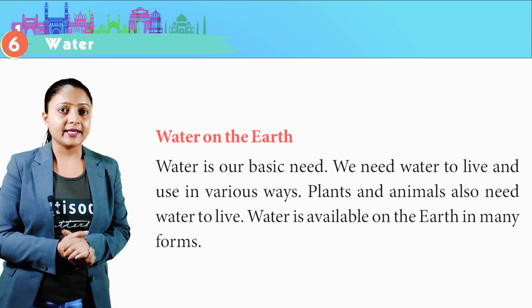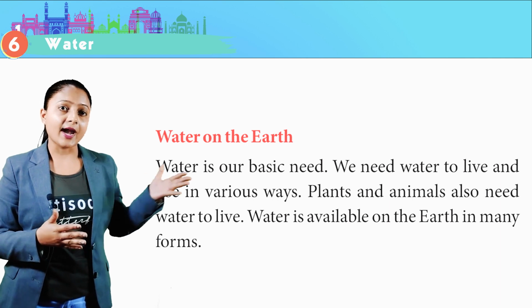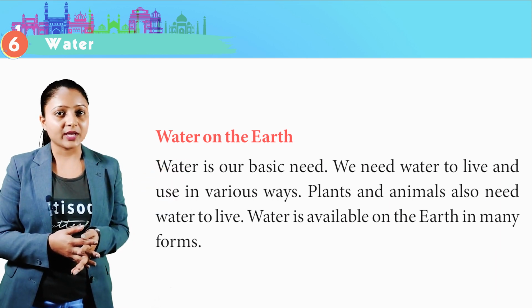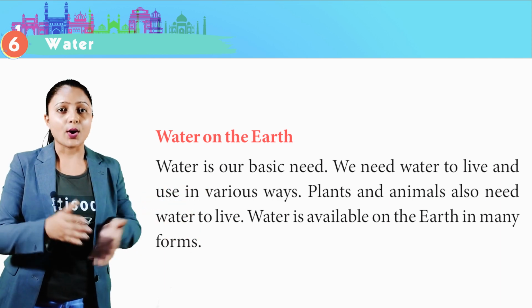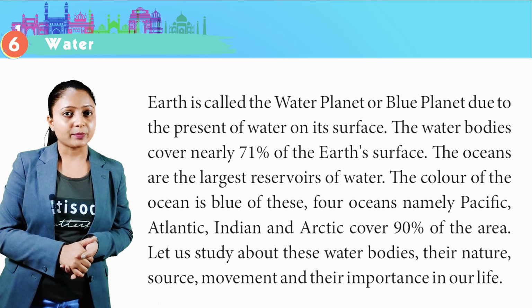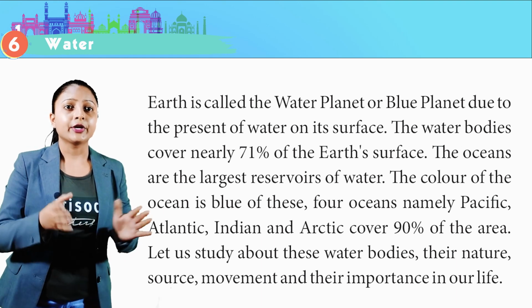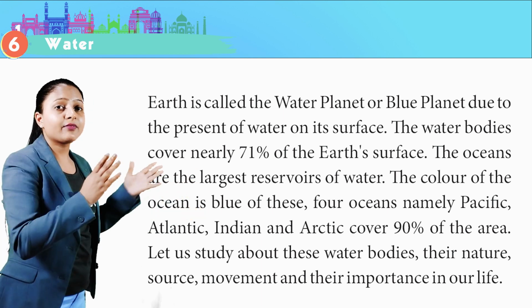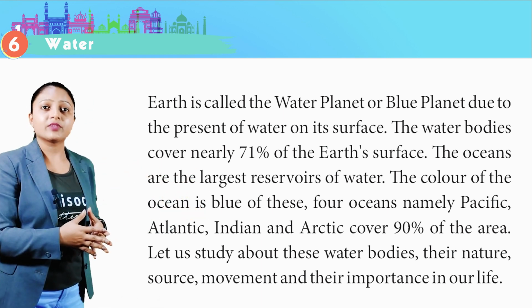Water on the earth. Water is our basic need. We need water to live and to use in various ways. Plants and animals also need water to live. Water is available on the earth in many forms. Earth is called the water planet or blue planet due to the presence of water on its surface. The water bodies cover nearly 71% of the earth's surface.